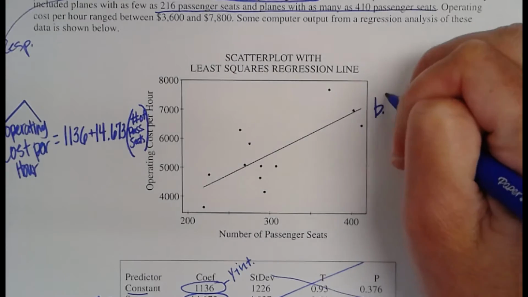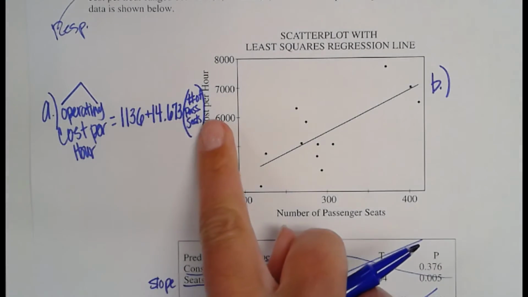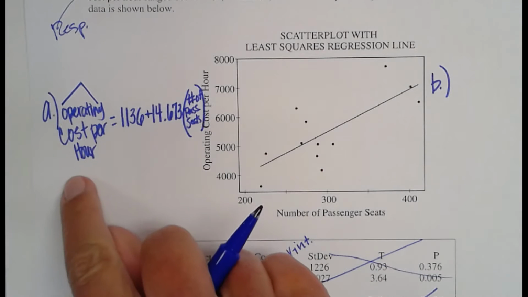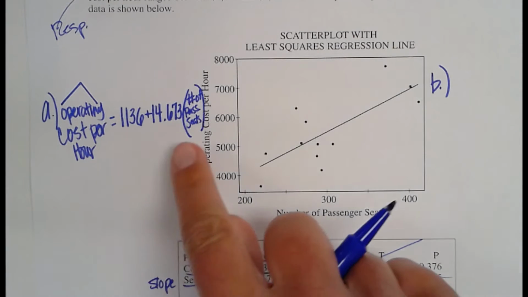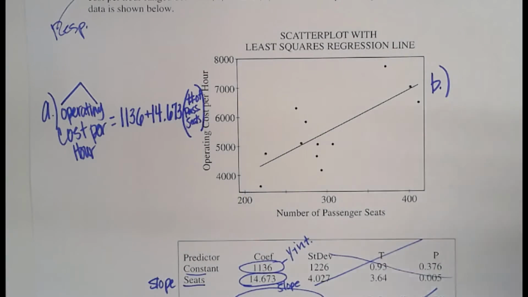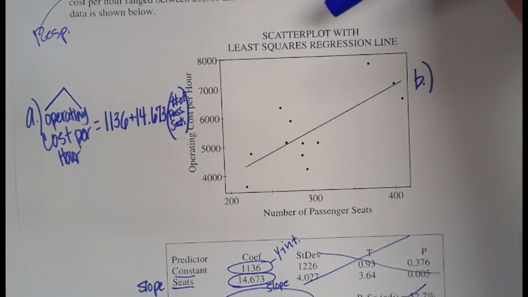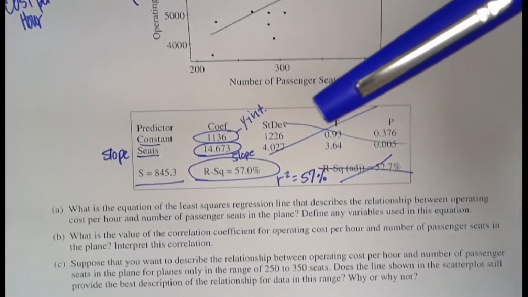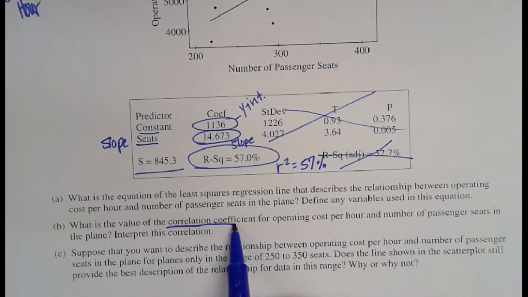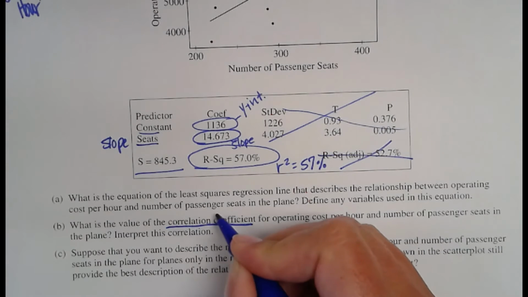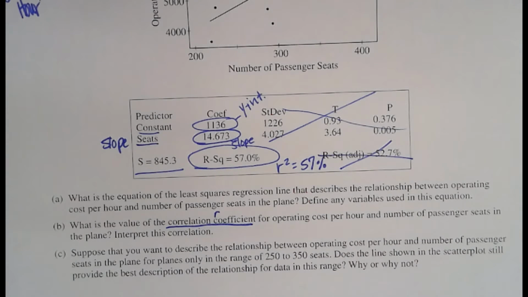All right, if you just had y and x, you would have to write out y equals operating cost per hour and x equals number of passenger seats, so it's easier just to do this. Part B asks: what is the value of the correlation coefficient? Make sure you know what that means. That means your r, for operating cost per hour and number of passenger seats in the plane.